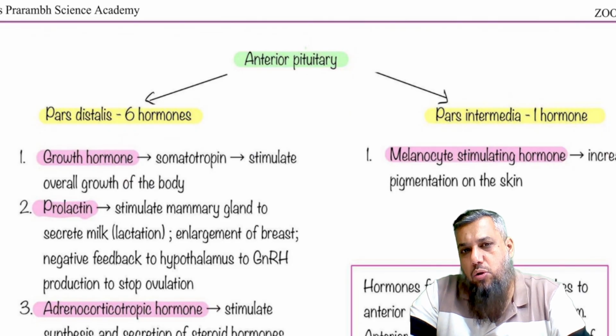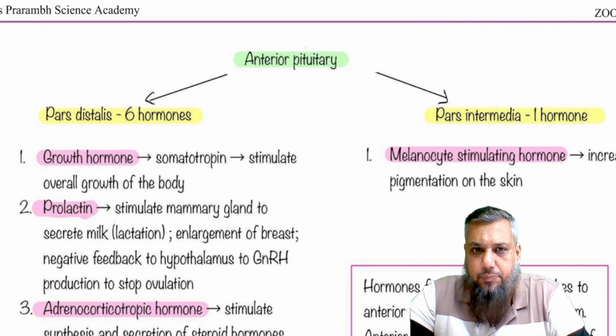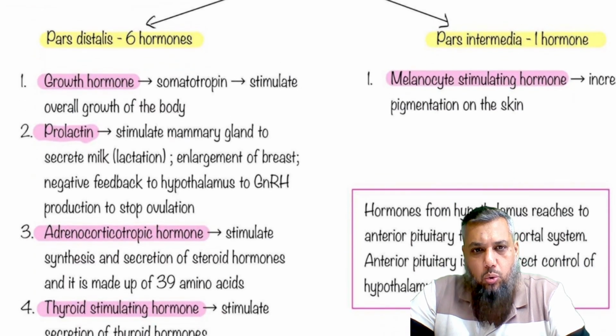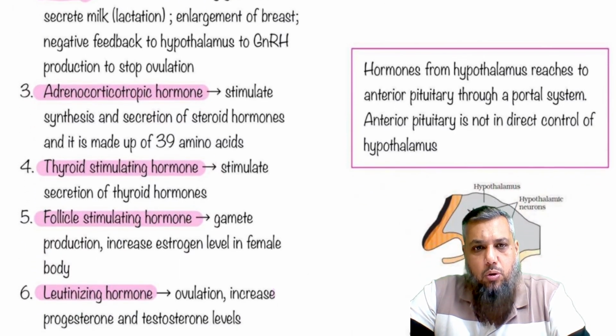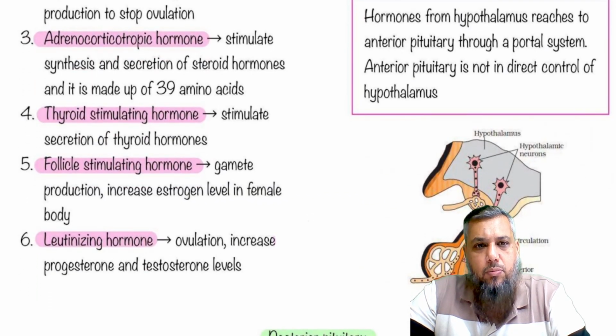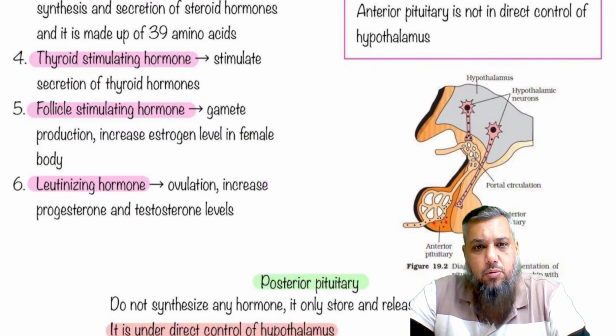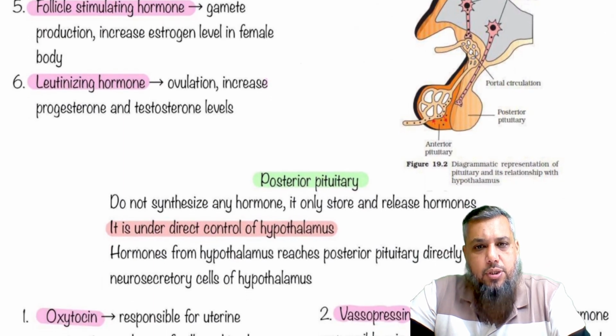The NCERT based hormones that are secreted by the pars distalis are growth hormone, prolactin, adrenocorticotropic hormone, thyroid stimulating hormone, follicle stimulating hormone, and the luteinizing hormone.